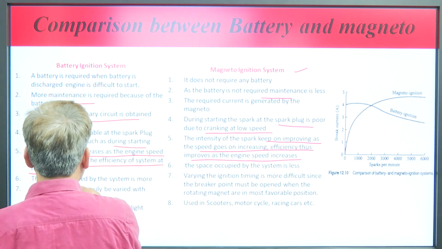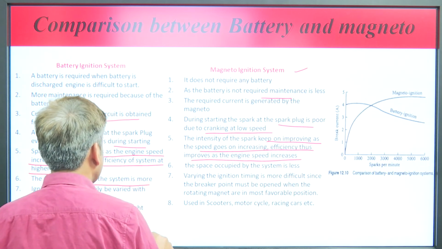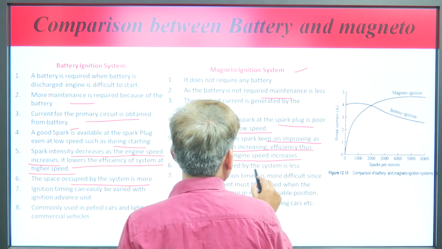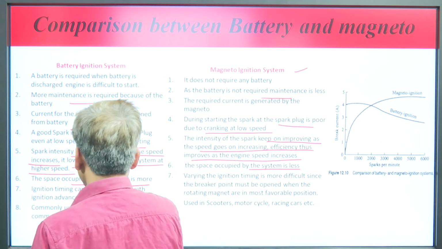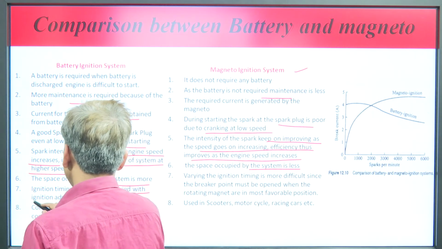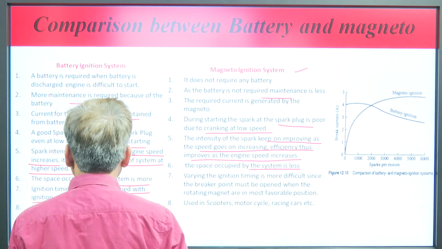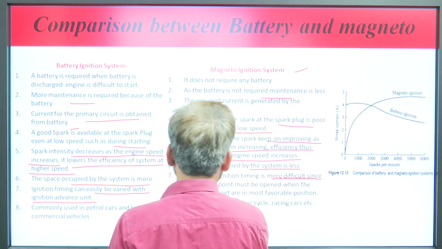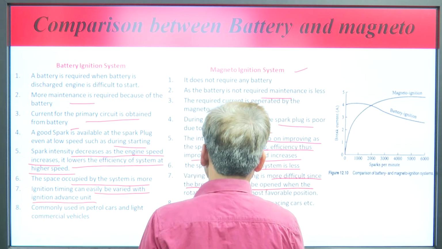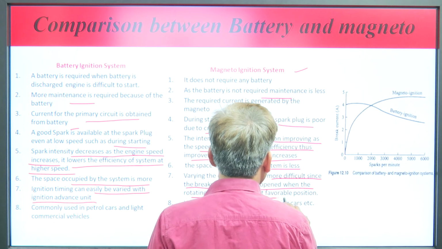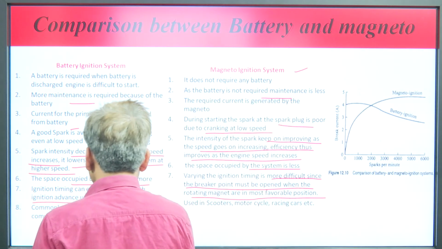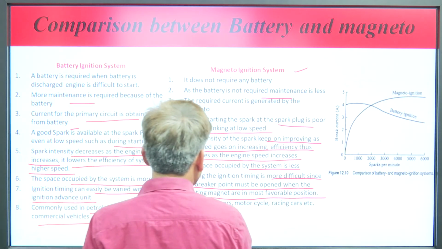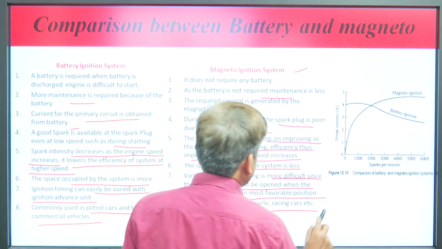The space occupied by the battery system is more because the battery is there, and for the magneto the space occupied is less. In the battery system, ignition timing can easily be varied with an ignition advance unit. In magneto, varying the ignition timing is more difficult, since the breaker point must be opened when the rotating magnets are in the most favorable position. It is commonly used in petrol cars and light commercial vehicles, and magneto is used in scooters, motor cars and racing cars, etc.